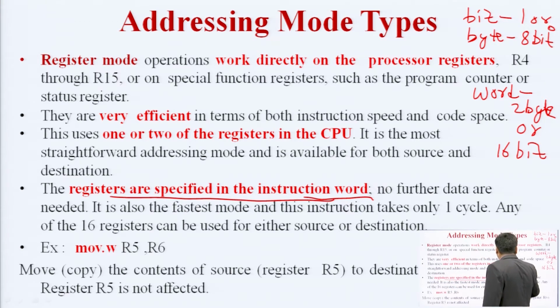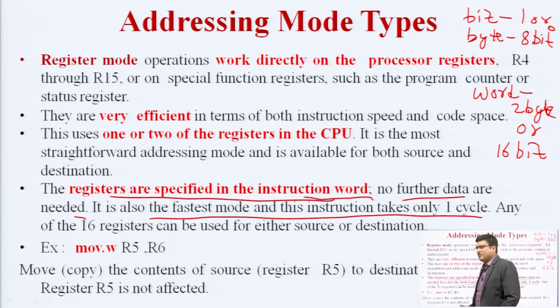No further data are needed. It is also the fastest mode, and the instruction can take only 1 cycle. Why is it the fastest mode? Because we can directly transfer the contents of one register to another register. That makes it fast compared to the other addressing modes.